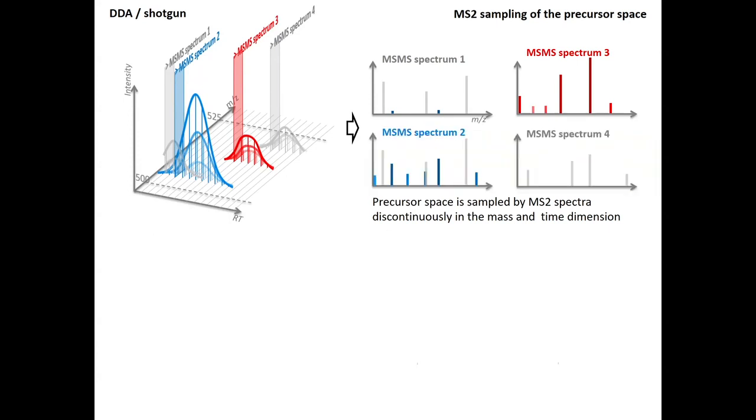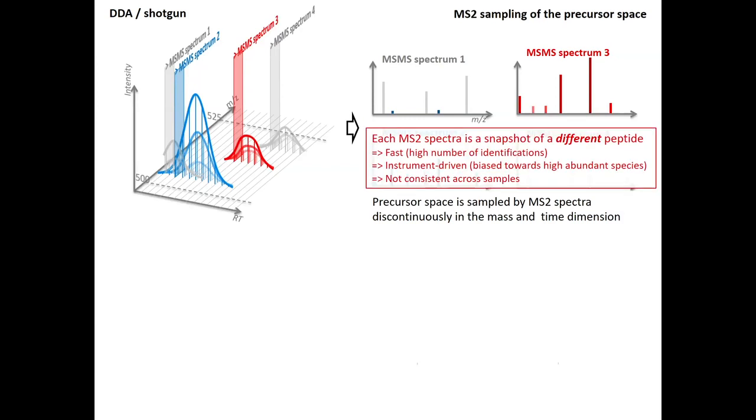So the point is, the precursor space is sampled by MS2 spectra discontinuously in both the mass and time dimensions, right? These little boxes, which represent the precursor isolation for a given MS2 spectrum, are dotted around this map in a stochastic way, or in a semi-directed way, but you don't cover the whole space. So this can be very fast.